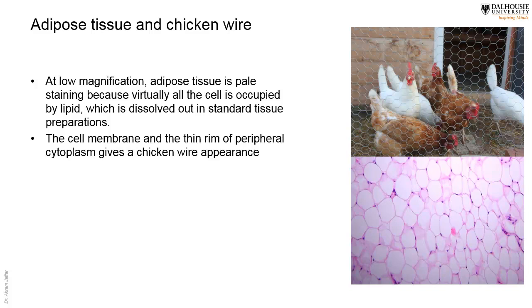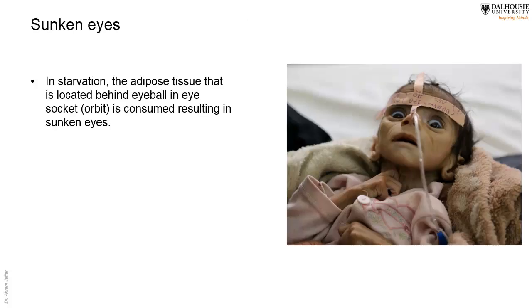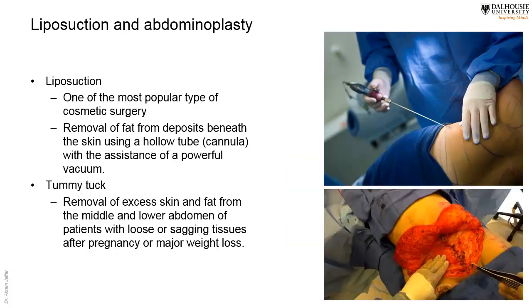So when you look at them in a histological section, it is described as having a chicken wire appearance. Here again, you can see that there's a lot of fatty tissue under the skin, subcutaneous tissue, and this is the subcutaneous tissue that is taken out in procedures now called liposuction, which is one of the most popular types of cosmetic surgery. They remove this fatty tissue by negative pressure through a cannula.